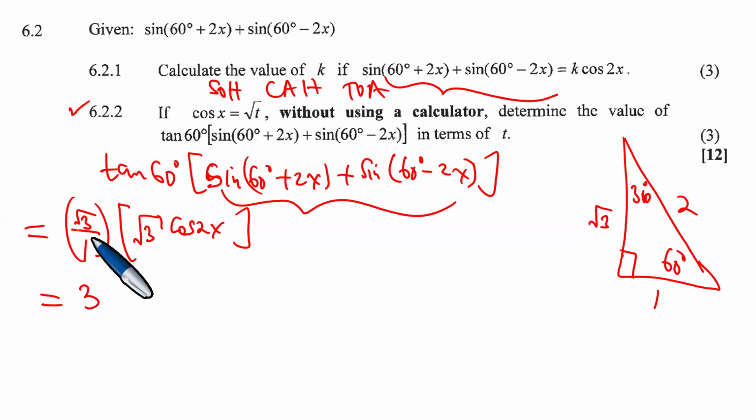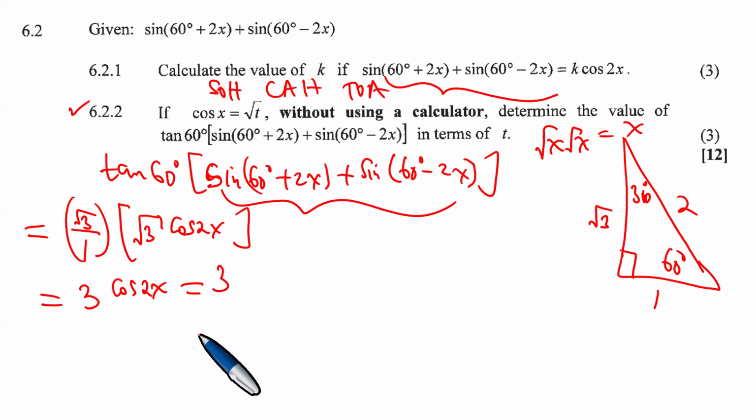If you multiply the square root of x by the square root of x, you just get x. And then we have cosine 2x equals. Then what do we do next? Because we want to write this in terms of t. So what do we do at this point?